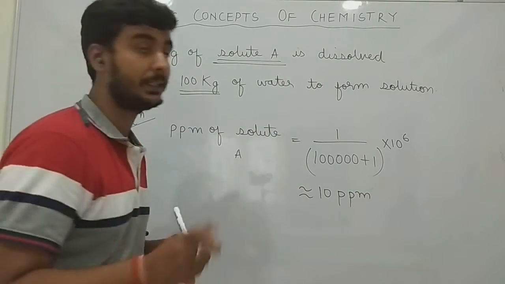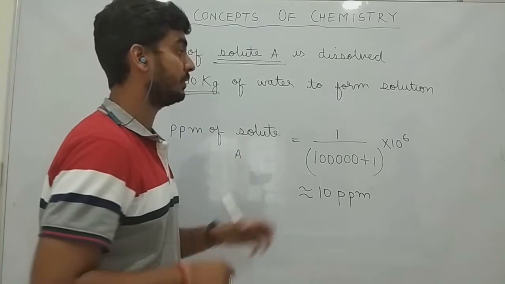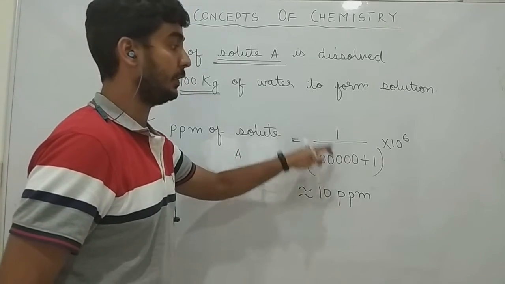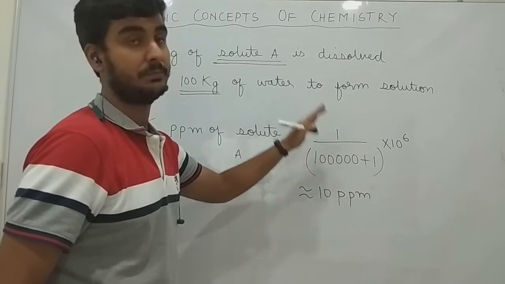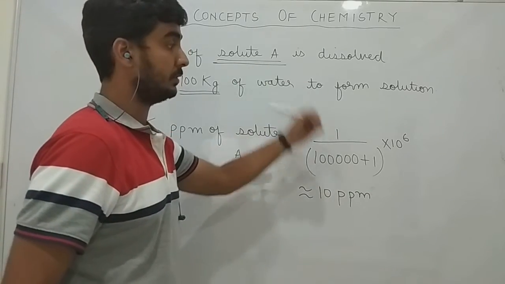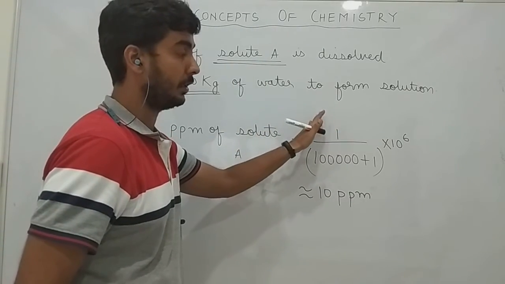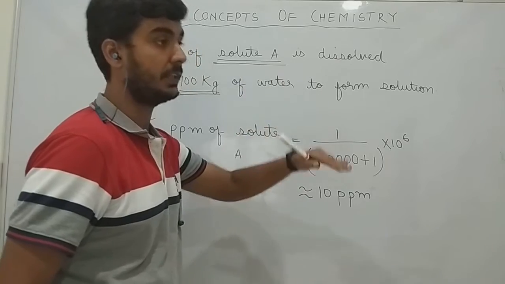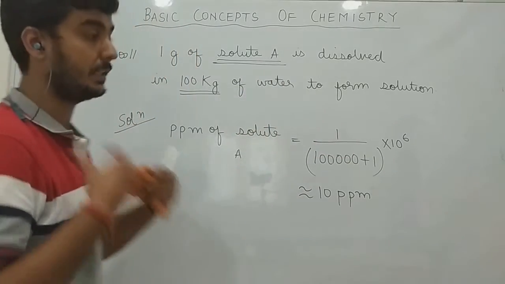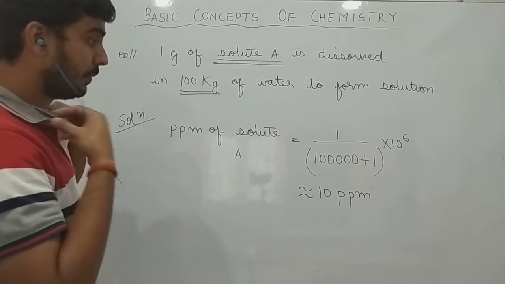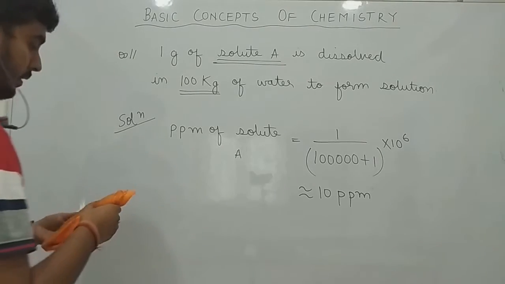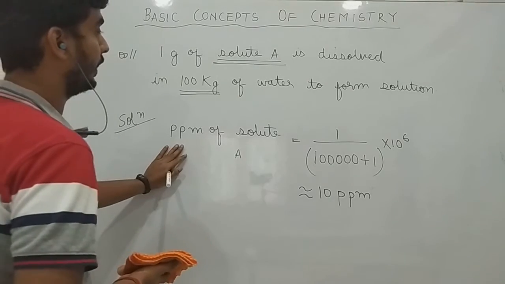But remember one thing, don't make that silly mistake. Always keep both the units of mass the same. Don't keep some unit in the numerator and a different unit in the denominator. That will not give the correct result. So that is how you can use the formula for ppm.